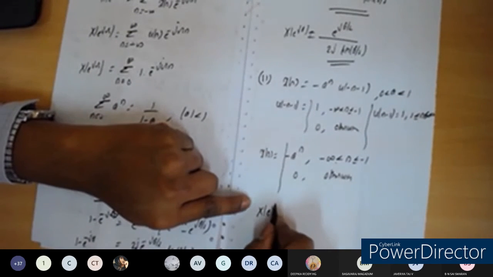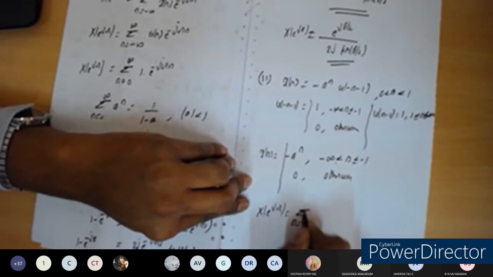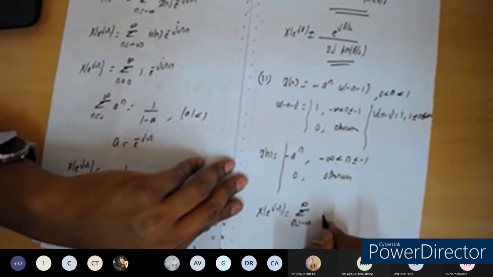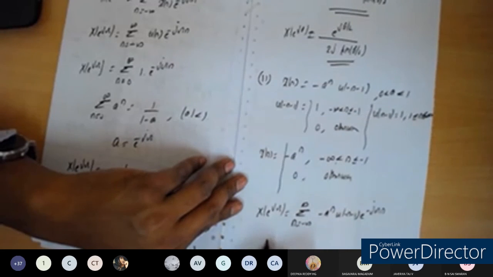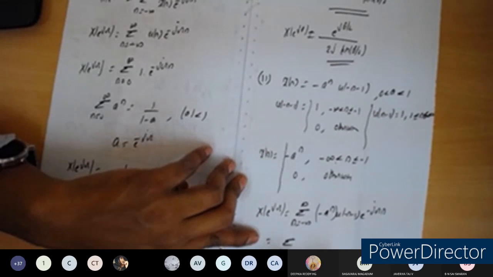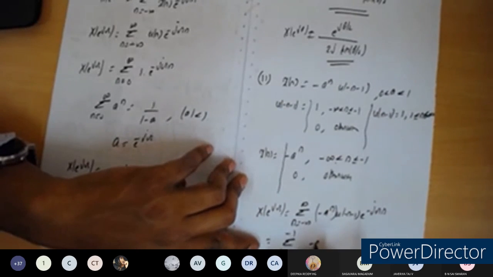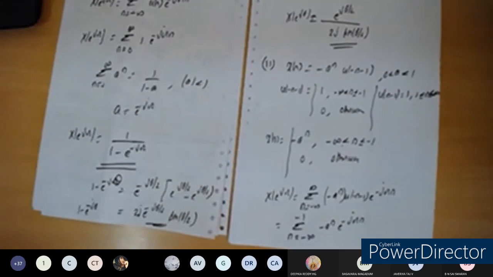So X of e to the power of j omega is the summation from n equal to minus infinity to plus infinity of x of n into e to the power of minus j omega n. Now we change the limits accordingly: summation from n equal to minus infinity up to minus 1 of minus a to the power of n into e to the power of minus j omega n. You can evaluate this one. Many problems of this kind we have done.